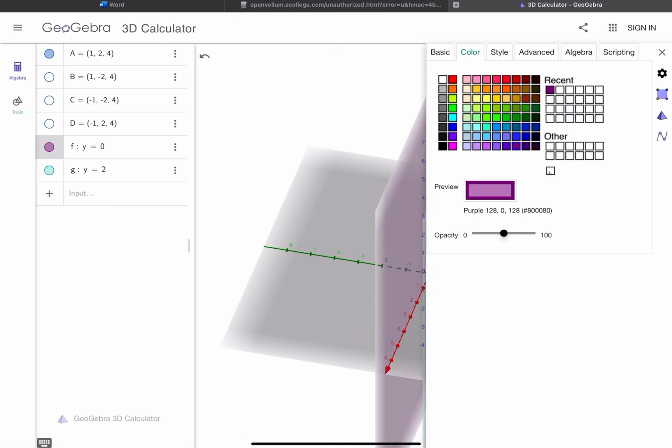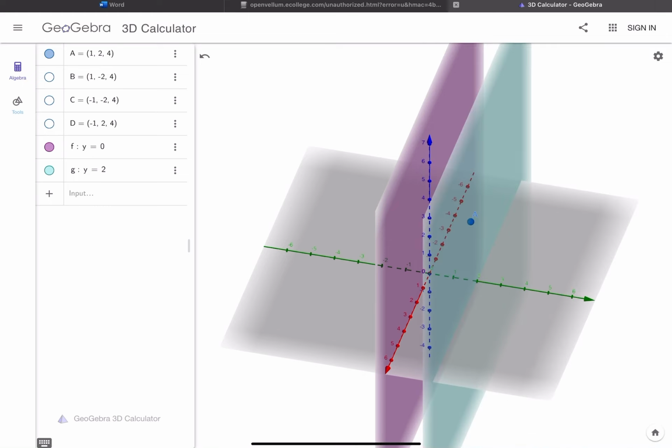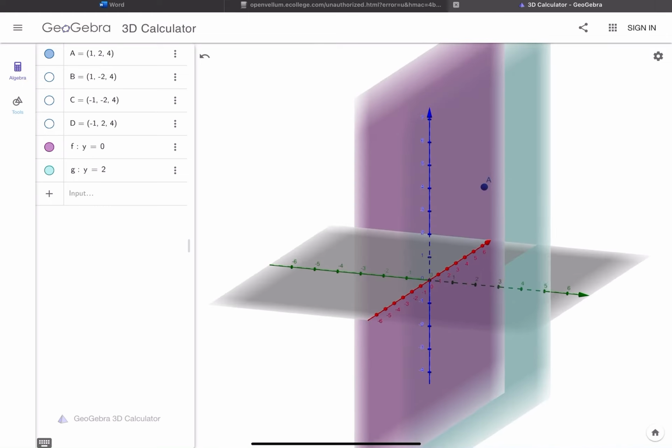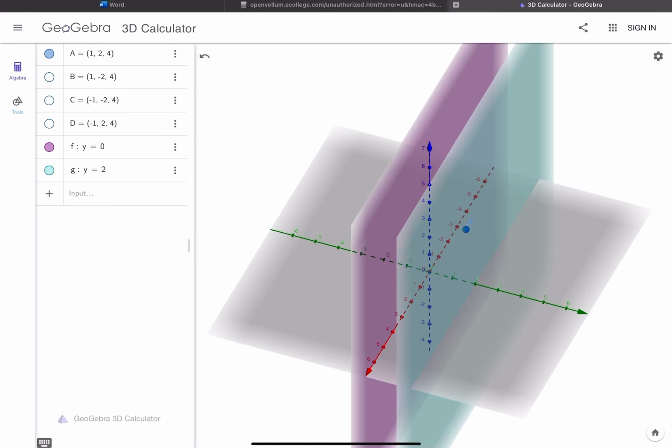So we made the xz plane purple, it doesn't matter. Now the plane that is parallel to the xz plane and contains point A is the y equals 2 plane. So this is a plane that's parallel to the coordinate plane, the xz plane, that contains the point 1, 2, 4. See if you can make the other two planes that are parallel to the xy plane and the yz plane that still contain this point.